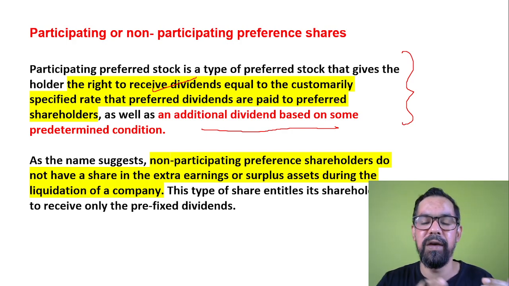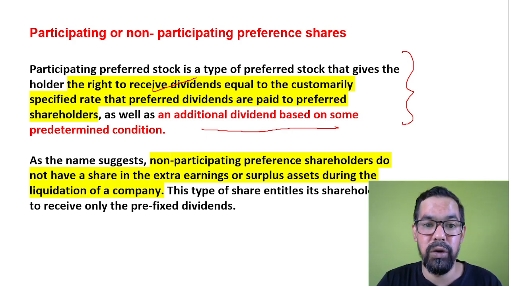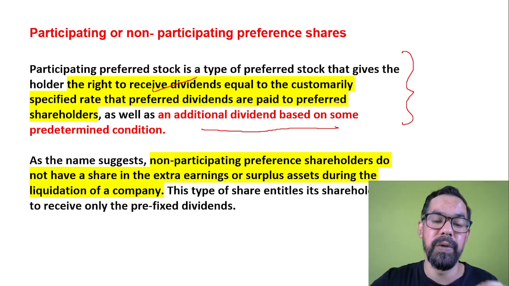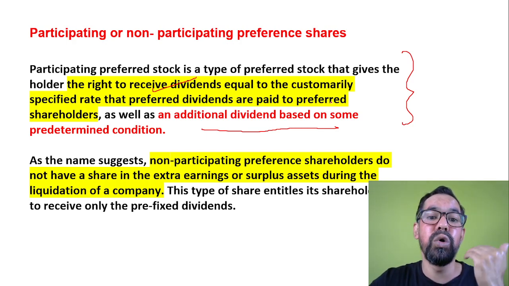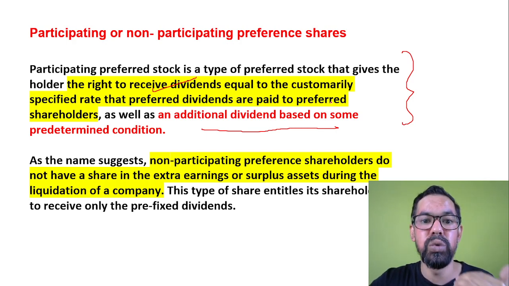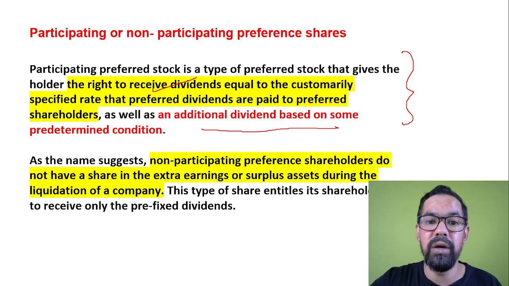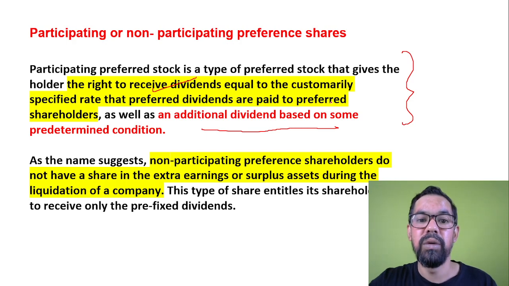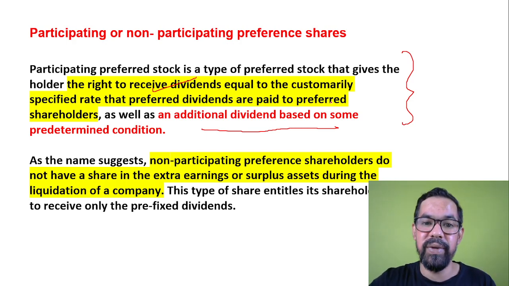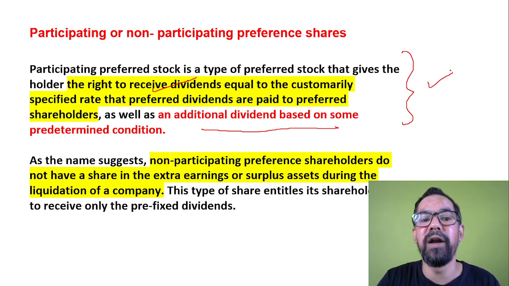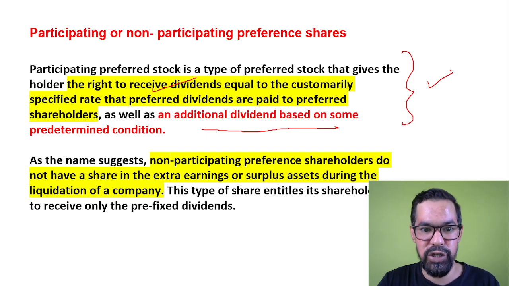Let's say if the company earns 100 crore rupees in a financial year, your dividend ratio will be 8%. And if the company earns more than 100 crore rupees up to 200 crore, your dividend will be 10%. More than 200 crore up to 500 crore, your dividend will be 15%. So this kind of benefit is generally part of your participating preference shareholders.